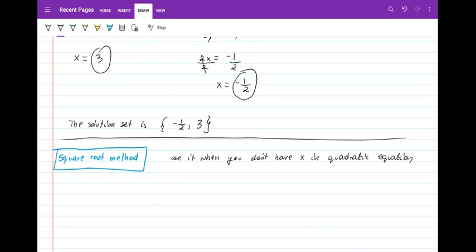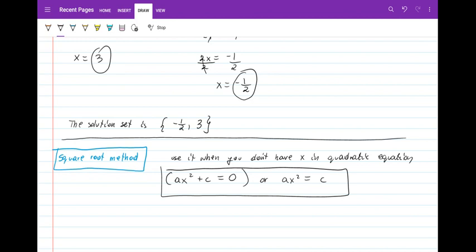So technically, use it when your quadratic equation looks like this: ax squared plus c equals 0, or ax squared equals negative c. I'll put it this way, equals c. So that's when you're going to use it. Like you see, there is no x.